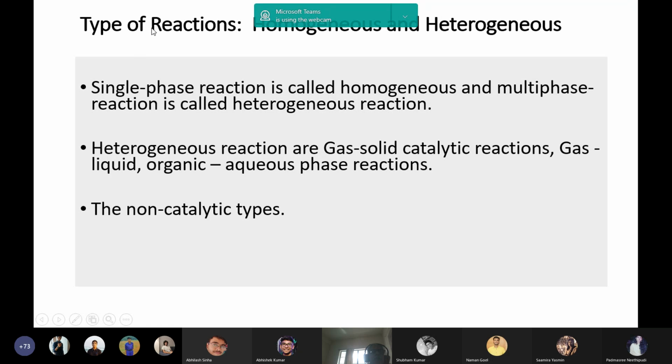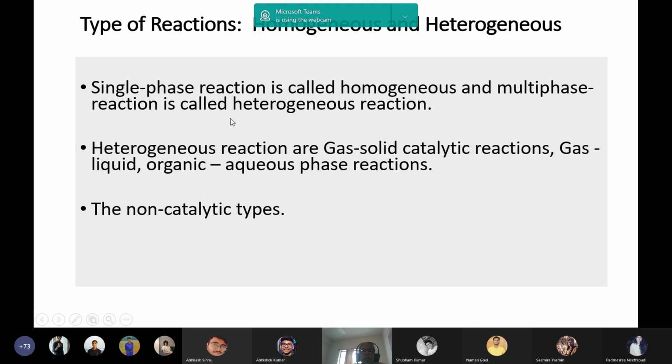So now, the types of reactions I already told: homogeneous and heterogeneous. First you learn what is homogeneous, what is heterogeneous, what is the basic difference. Say a solid-liquid reaction, is the reaction always heterogeneous? If I ask you, the solid is added in a liquid solution, is it heterogeneous?